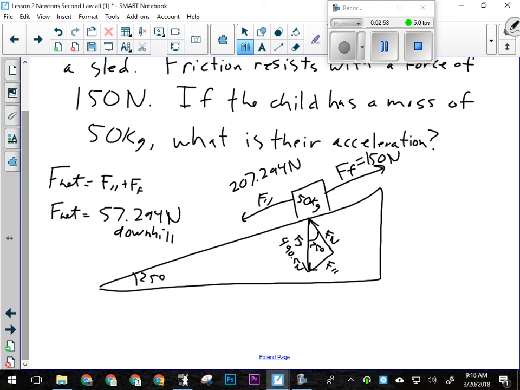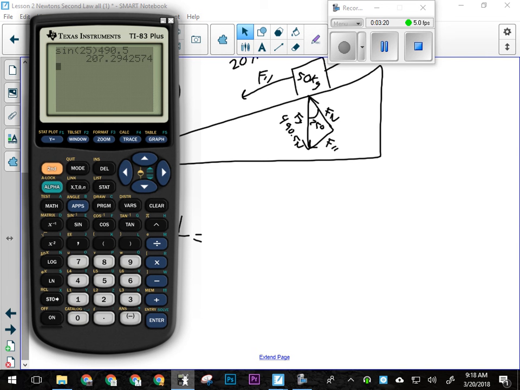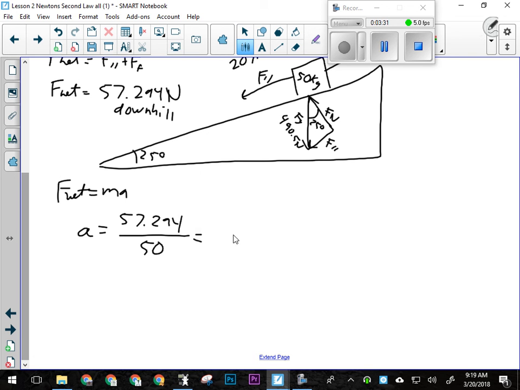All right, can I now calculate the acceleration of the 50-kilogram child? Yes. Okay. So now I'm going to use F net equals m times a. And so acceleration will be 57.294 divided by the mass of the child, 50 kilograms. So we've got 1 point, we only have two significant figures here, so 1.1 meters per second squared downhill.